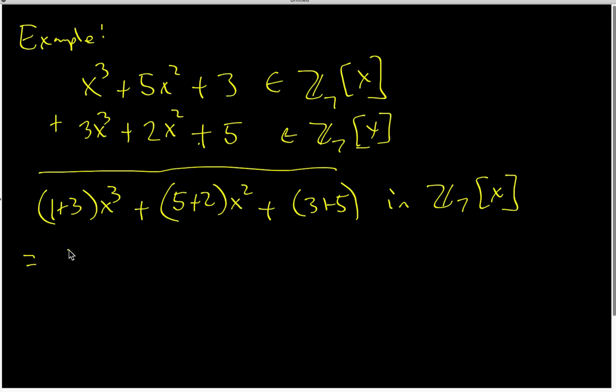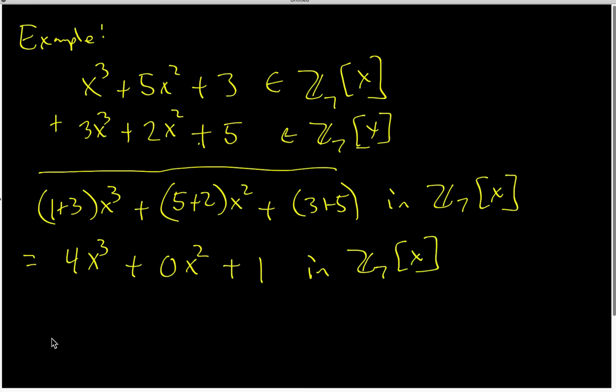So this is going to turn out to be 4x cubed plus, well, 5 plus 2 is 7, that's 0x squared, plus 8, but that reduces down to 1 inside Z7 square bracket x. And 0 times x squared would be a 0, so we just get 4x cubed plus 1 as the sum of these two polynomials.